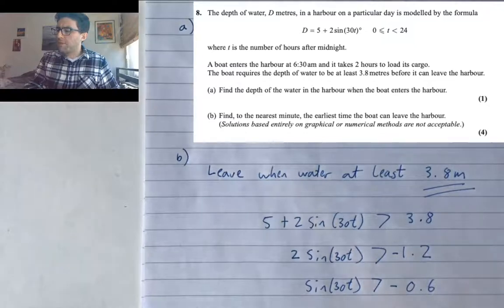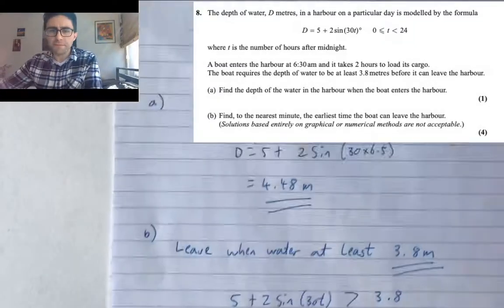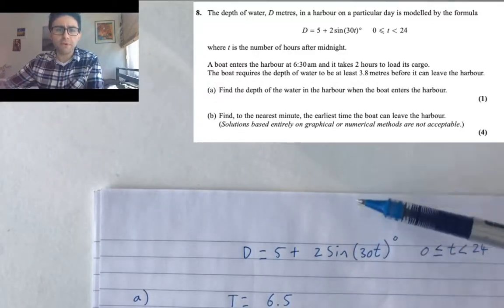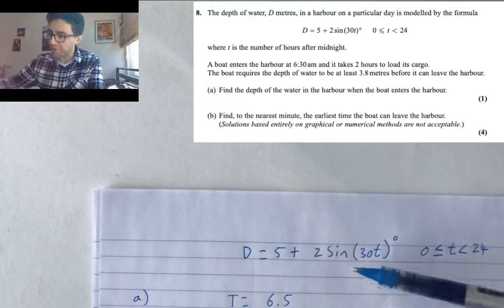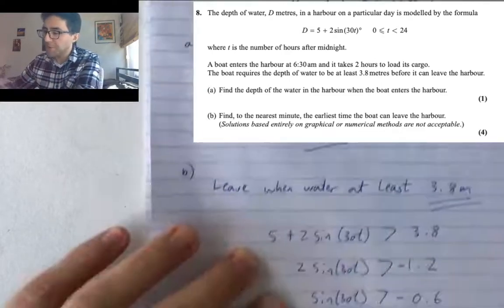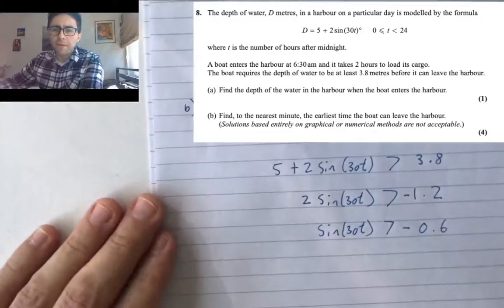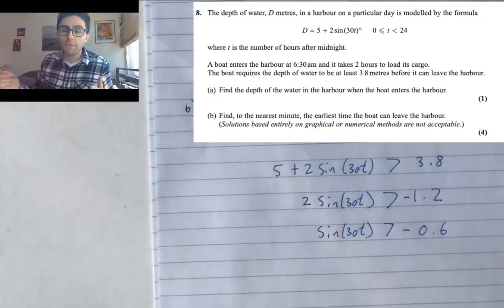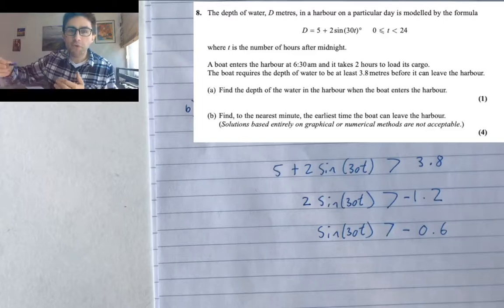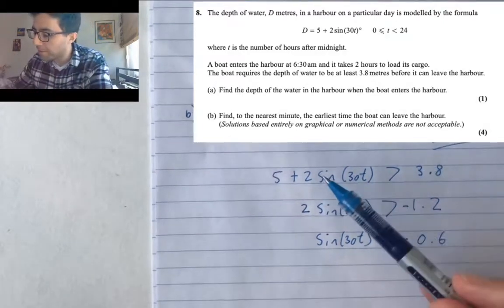Because remember, this function, this d, has a sine. And a sine graph is a kind of up and down bobby thingy. I think that's the official term. So the height of this water is going up and down, and it can only go out on one of the up waves. That's what this is telling us, right? As this sine function is bobbing up and down, the boat can only leave at certain times when it's a certain height. So anyway, plug it in here.